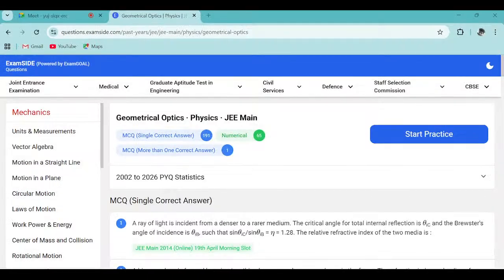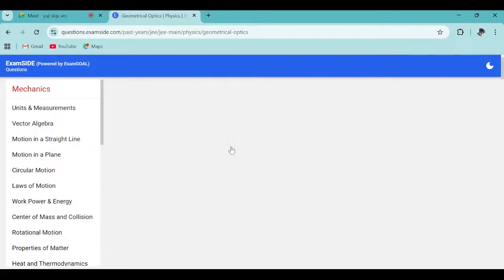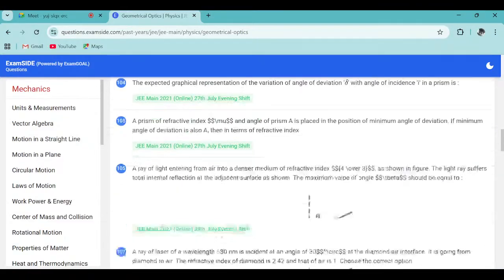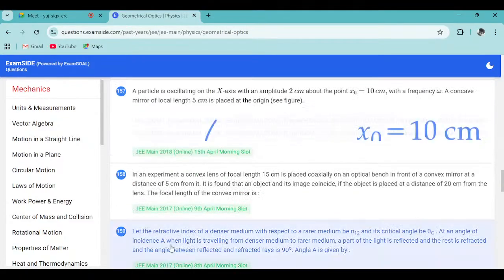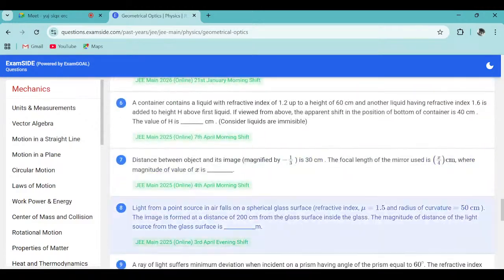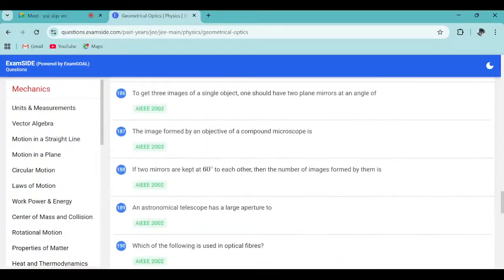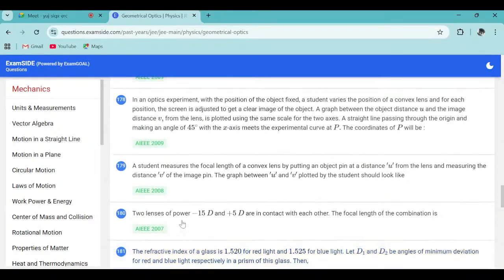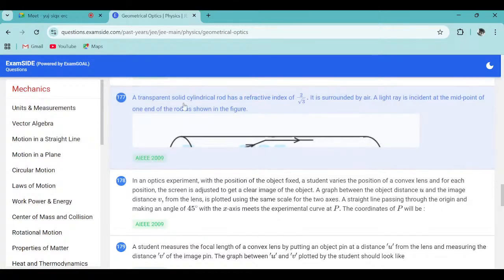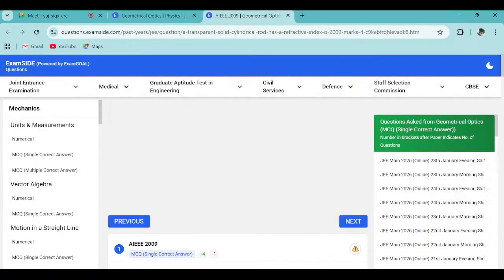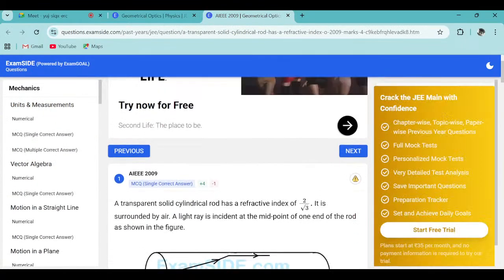What happened? It's all blacked out. Just a moment, it's not capturing. Oh, right, it has captured now. And because I remember the question, it's AIEEE 2010. I'll take you to the AIEEE question 2010. This is 21. Okay, just a moment. Yeah, there you go. Okay, it's AIEEE 2009. The year I appeared for my exam.